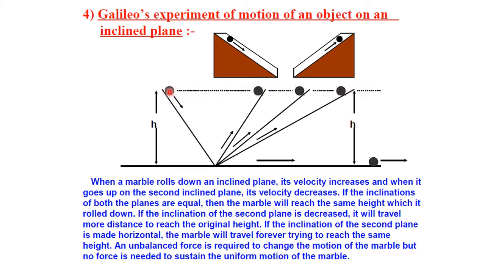So from here what we understood is, the marble will travel forever trying to reach the same height when it is in a horizontal condition. And an unbalanced force is required to change the motion of the marble, but no force is needed to sustain the uniform motion of the marble. So in order to maintain uniform motion, no force is needed.